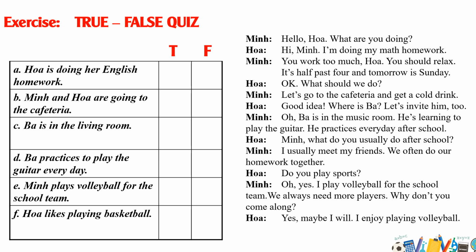Okay, now we check the answers. A. Hoa is doing her English homework. Is it true or false? Yes, it's false. Hoa is doing her math homework, not English. B. Minh and Hoa are going to the cafeteria. Is it true or false? Yes, it's true. Very good. C. Ba is in the living room. Is it true or false? Very nice. It's false. Ba is in the music room, not the living room. D. Ba practices playing the guitar every day. Is it true or false?